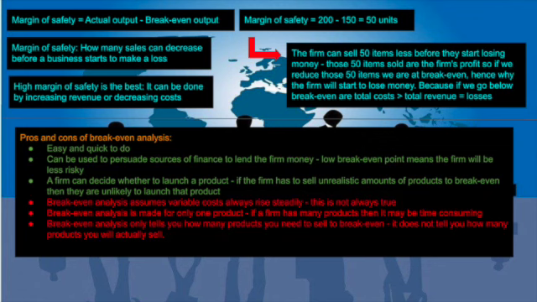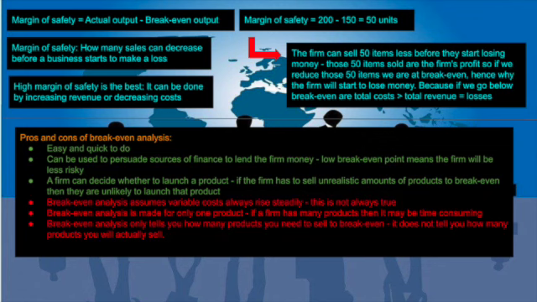Now lastly, we'll go over some pros and cons of break-even analysis. So the pro is that it's easy and quick to do. Also, it can be used to persuade sources of finance to lend the firm money. A low break-even point means the firm will be less risky, obviously because they can cover their costs easily. A firm can decide whether to launch a product. If the firm has to sell an unrealistic amount of products to break even, they are unlikely to launch it. For example, if you have to sell 100,000 phones just to break even, I don't think you would launch that.